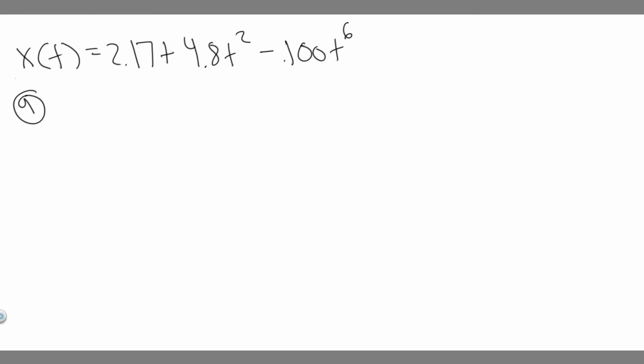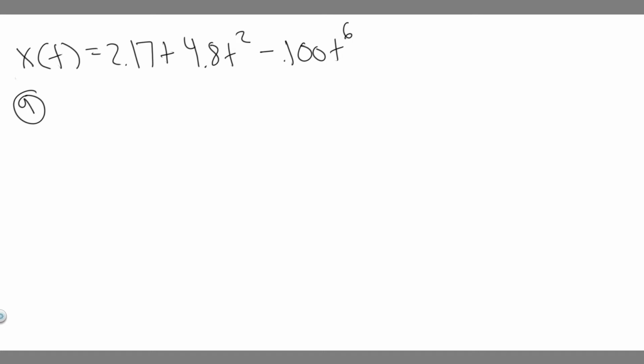In this problem, we're told the position of the front bumper of a test car under microprocessor control is given by x of t equals 2.17 meters plus 4.8 meters per second squared times t squared minus 0.1 meters per second to the 6th power times t to the 6th. And then A, find its position and acceleration at the instant when the car has 0 velocity. And B, draw the x of t, vx of t, and ax of t graphs for the motion of the bumper between t equals 0 and t equals 2 seconds.